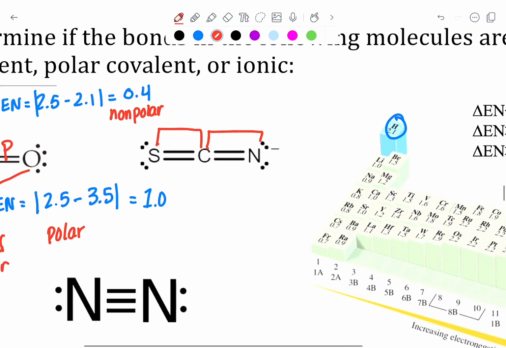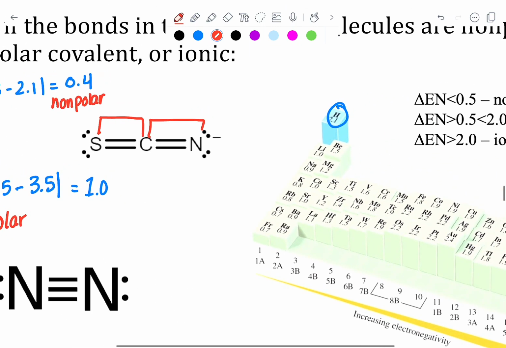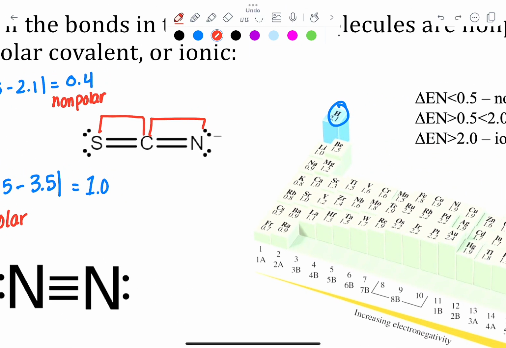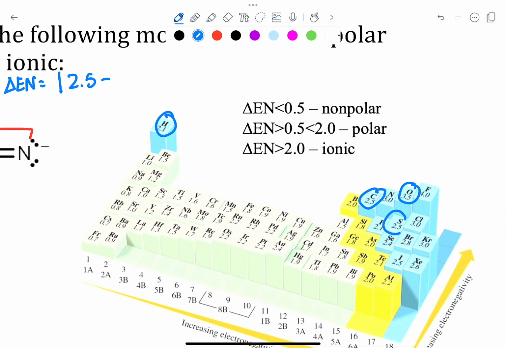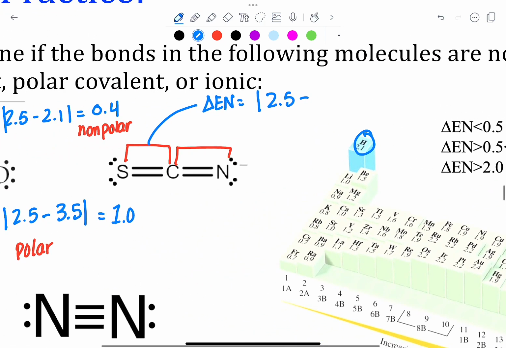Okay, let's look at our next example. CS and CN. So if we look at our CS bond, our delta EN. Well, we know carbon. Carbon was 2.5. Let's look up sulfur. Sulfur is also 2.5. So we have an electronegativity difference of 0. So this would be nonpolar.